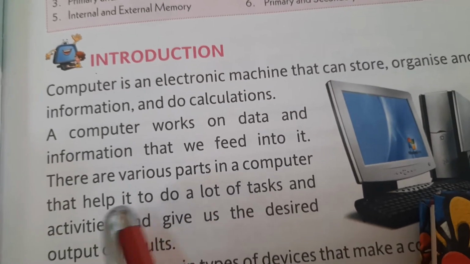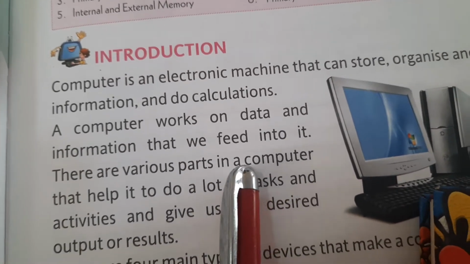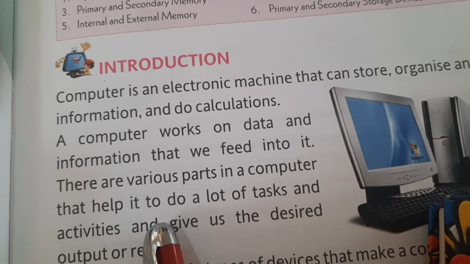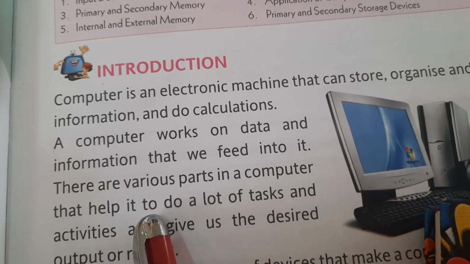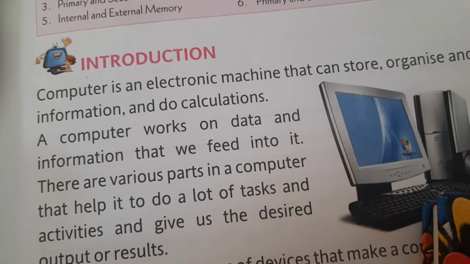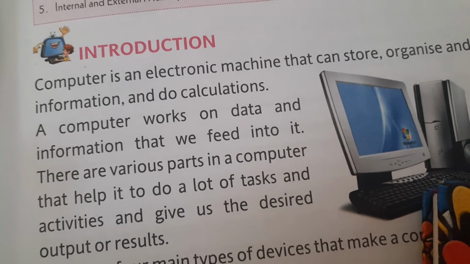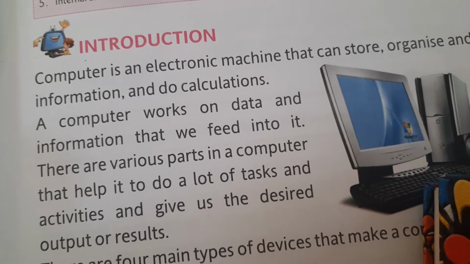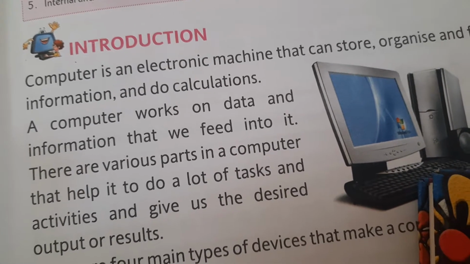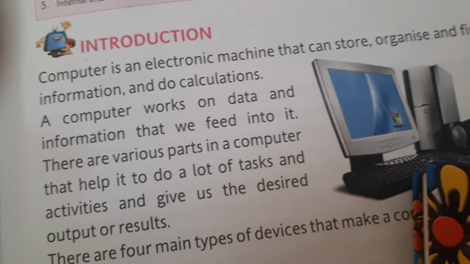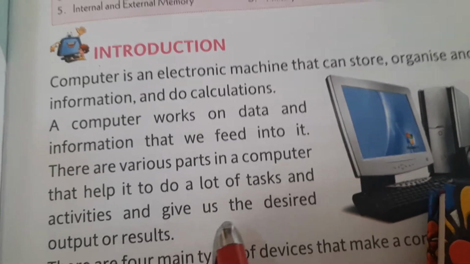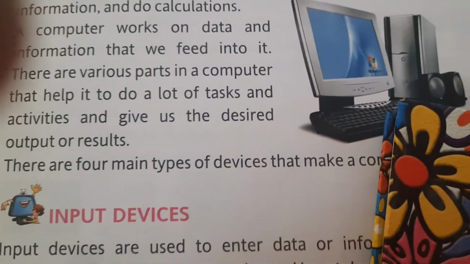We know that there are various parts of a computer, like monitor, keyboard, mouse, etc., which help it to do its tasks. Suppose you want to see the data that is being fed. What do you need? A monitor. For feeding, what do you need? Keyboard and mouse. So the various parts of a computer help it to do various tasks and give us the desired output or result.